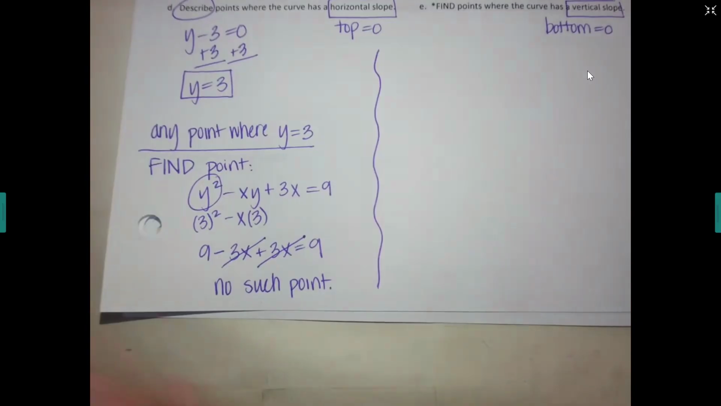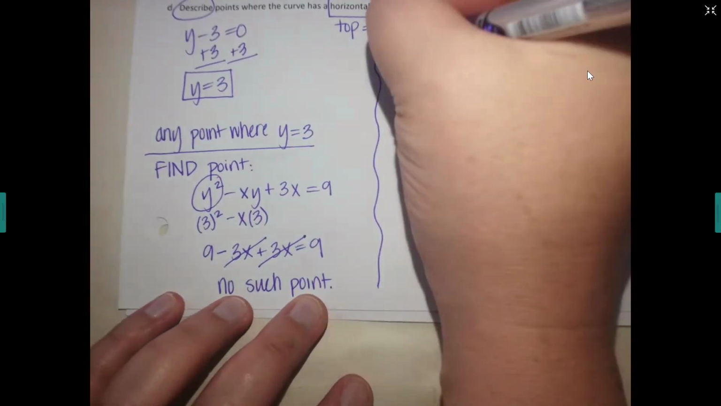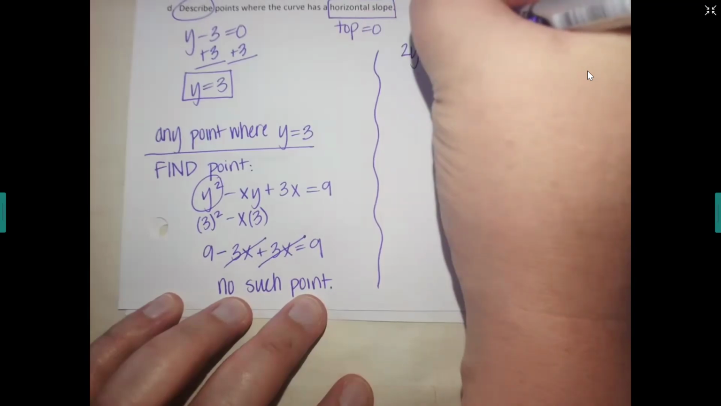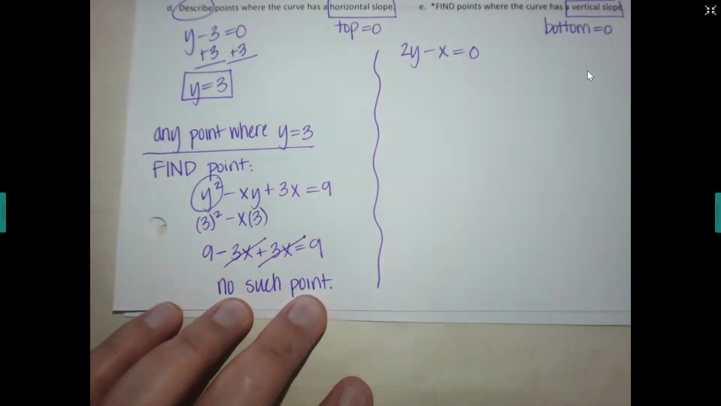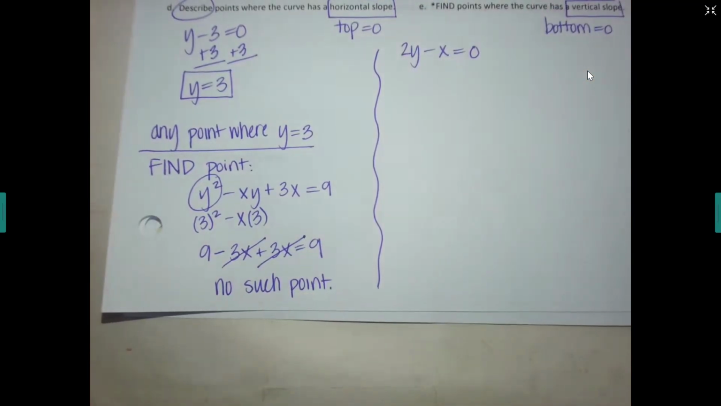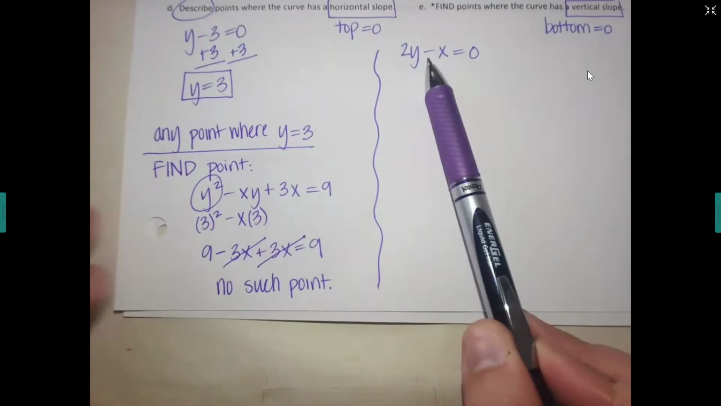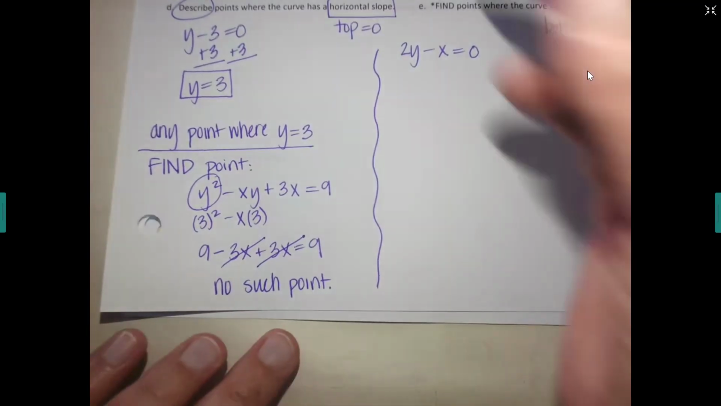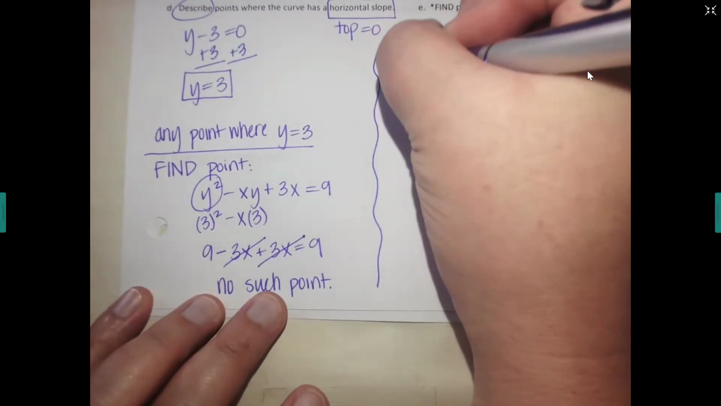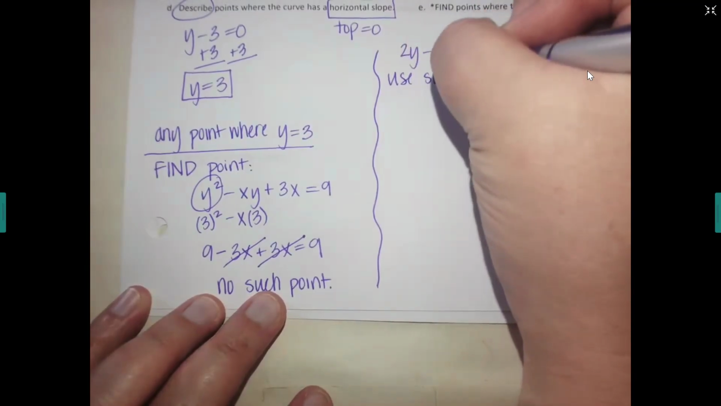We're setting the bottom equal to 0. So I have a 2y minus x. And we're setting that equal to 0. Okay, this part gets a little bit tricky, but I want you to just kind of stick with me. The first thing that I know is that if I only had an x or y, this would give me an answer, but I have both. So you're going to have to use a substitution into the original equation.